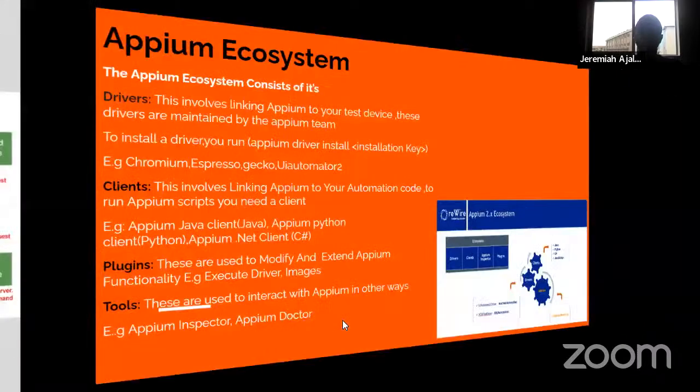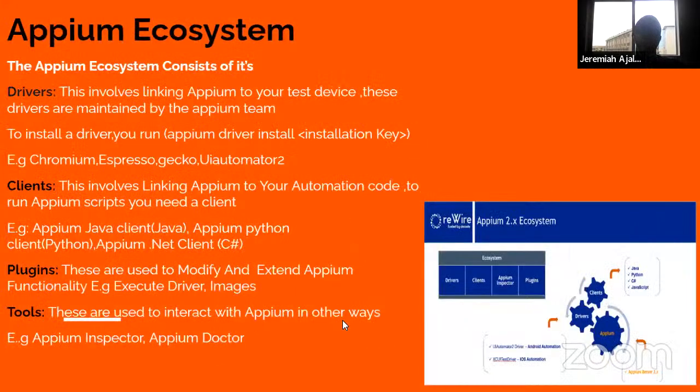Okay, so the ecosystem. When you are using APM, it comes in a package. You cannot just pick one and say this is what I'm going to use. You have to use the whole package, and that's where the drivers, the client, the plugins, and the tools come in. Drivers are used to link your APM API or server to the test device you want to use, and the drivers are maintained by the APM team.